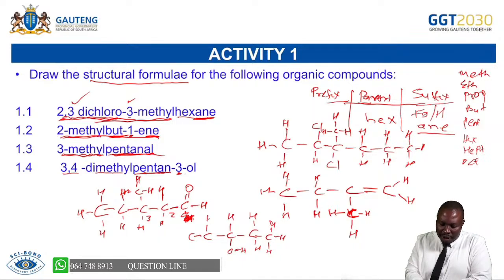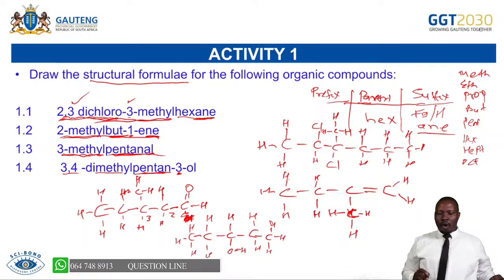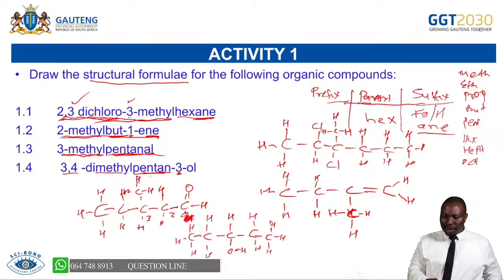So the number of bonds around the carbon, they will at all given times be 4 bonds around the carbon. So you draw it like that, and that is your pentan-3-ol.